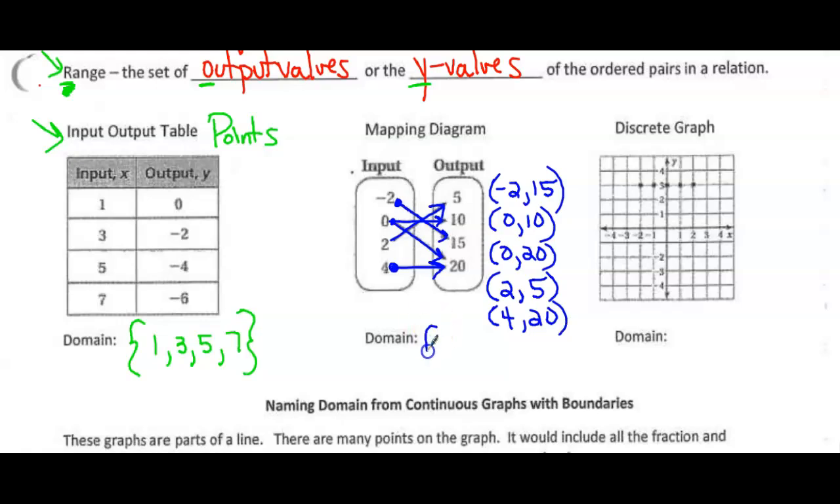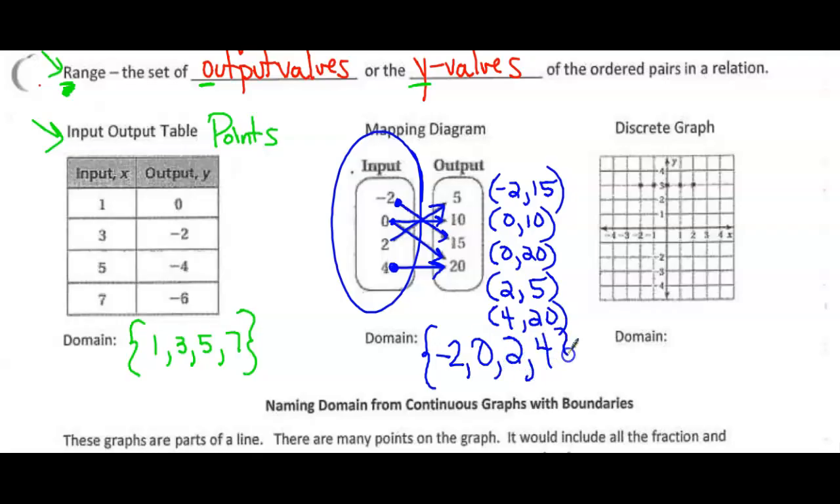When you write your domain, it is the set of x values. So, essentially, you're just putting the input values. -2, 0. I am not going to write 0 again. You do not have to repeat them. 2, 4. And that is your example of your mapping diagram.